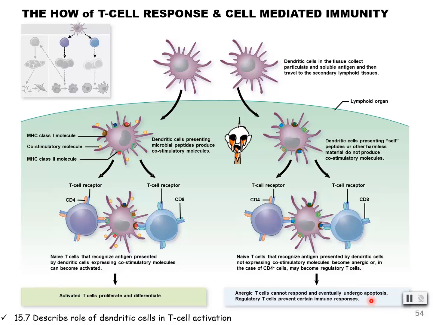And there's also regulatory T cells that are involved, but just prevent certain immune responses. So just kind of reminding you, in order to get activation, in order to get that proliferation and differentiation, you have to have both the antigen and activation through that co-stimulatory molecules, which are cytokines.